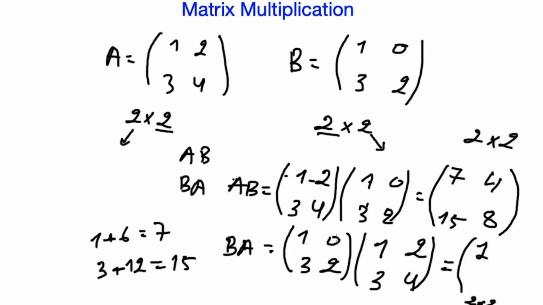To get the entry at this position, we multiply this row with this column: 1 times 2 is 2, plus 0 times 4 is 0, so it is 2. To get this position, we multiply this row with this column: 3 times 1 is 3, plus 2 times 3 is 6, so 3 plus 6 is 9. And for this entry, we have 3 times 2, which is 6, plus 2 times 4, which is 8, so it is 14.